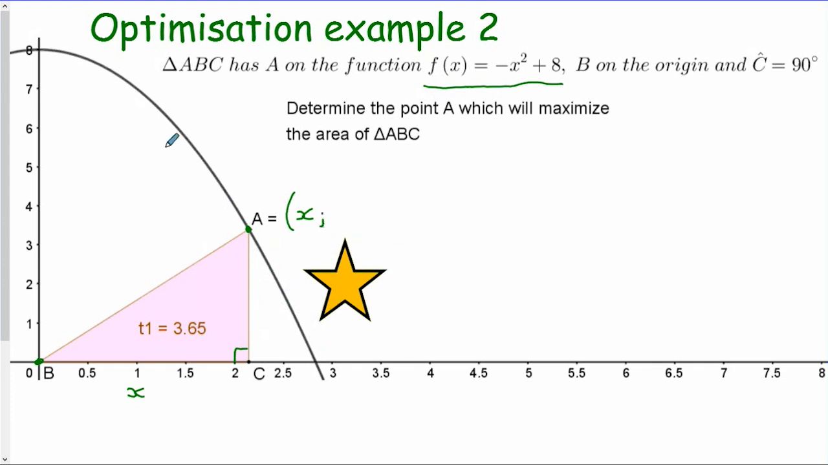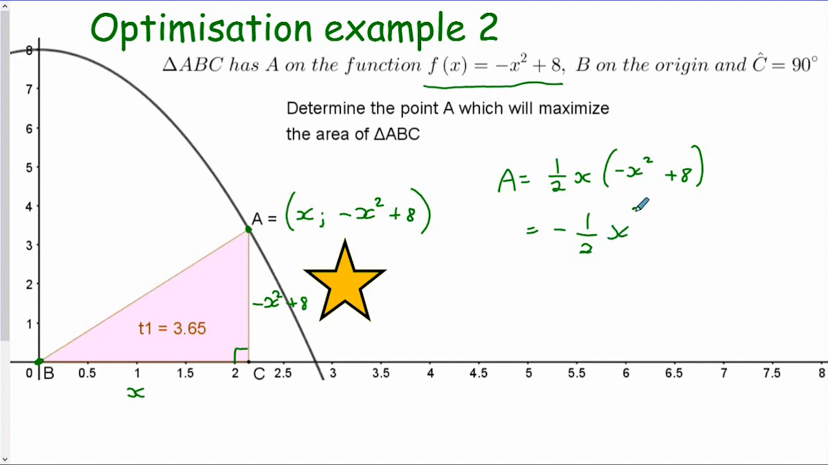I now need the height of this triangle. Now don't put in y, because every single point on this graph has the relationship that its y value is just the negative of its x value squared plus 8. So that is actually the height of this particular triangle, because this point must lie on this curve. Now we set up an expression for the thing that we're trying to maximize, which is A, and it's going to be a half the base times the height.